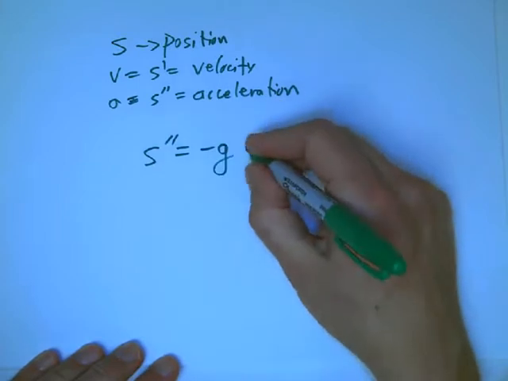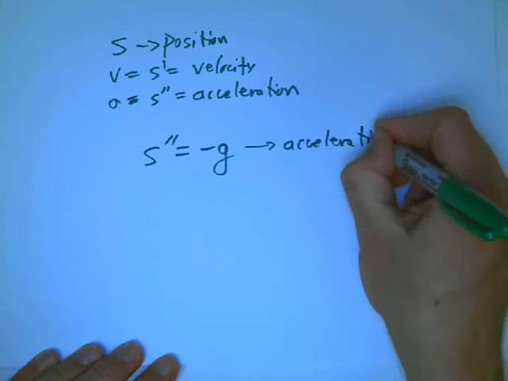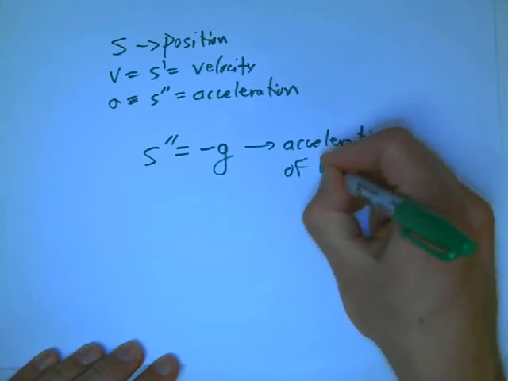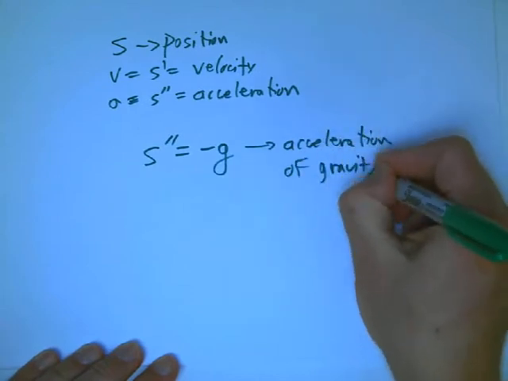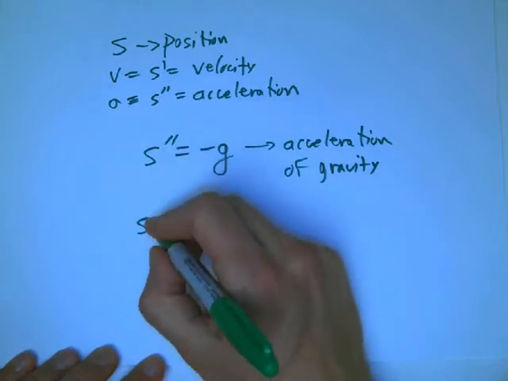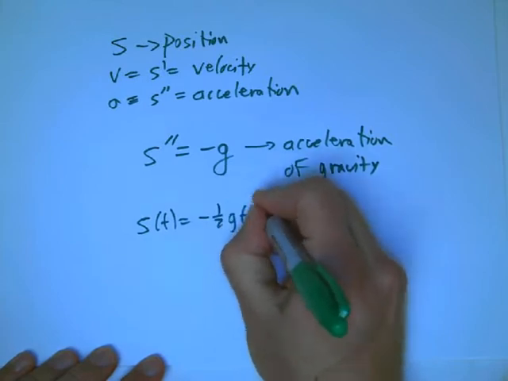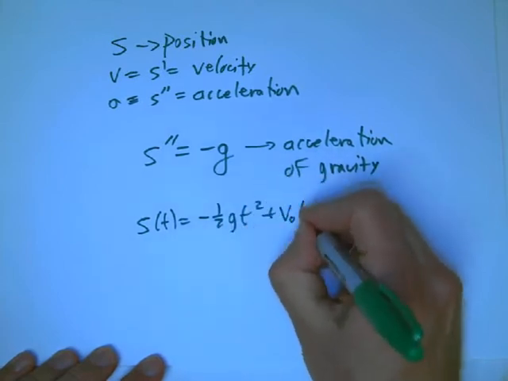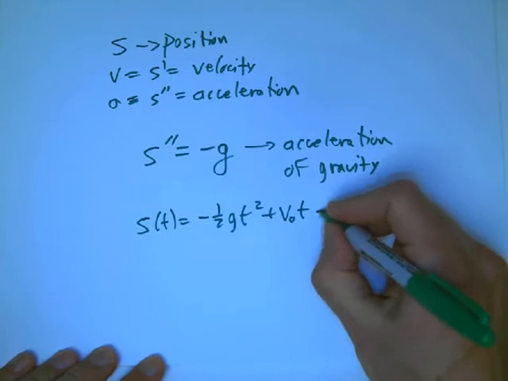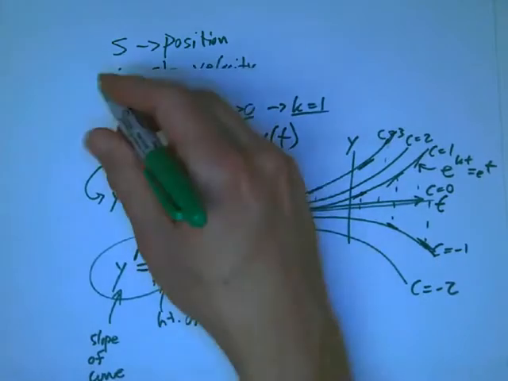The simplest example was s double prime equals like minus g is the downward acceleration of gravity. And we know what the solution for that was. It was s of t is minus 1/2 gt squared plus v naught t, our initial velocity, plus s naught.